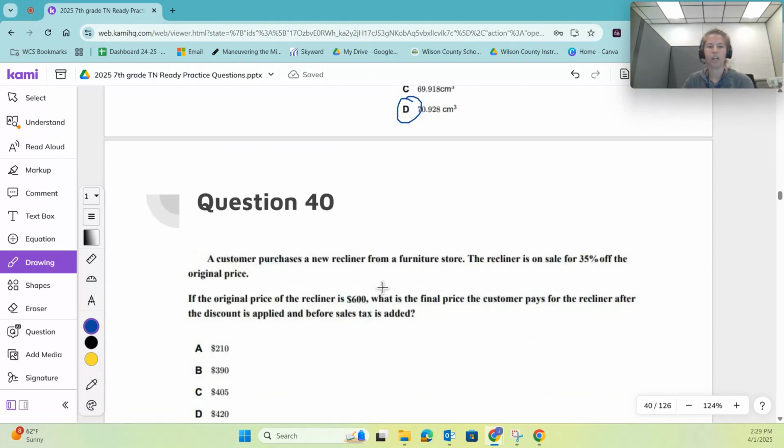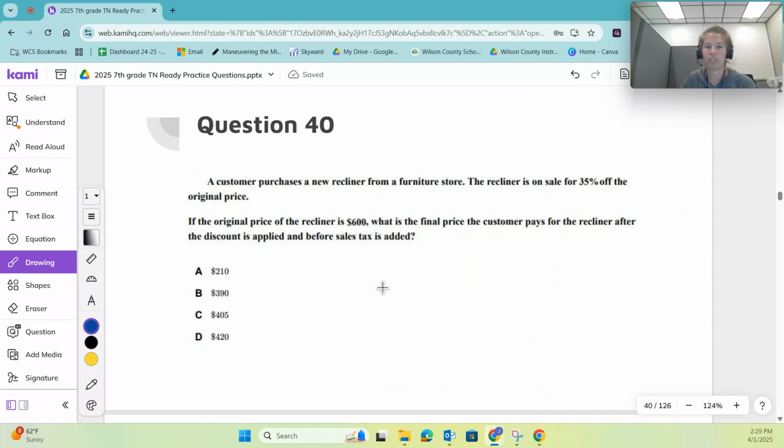Question 40, a customer purchased a new recliner from a furniture store. The recliner is on sale for 35% off the original price. If the original price of the recliner is $600, what is the final price the customer pays for the recliner after the discount is applied, but before sales tax is added? So we don't have to worry about sales tax. It makes it a little extra confusing, but they're just telling you you don't have to worry about tax. They don't tell you how much tax is anyway.